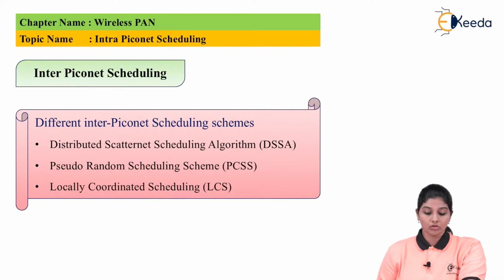Now, when we talk about inter-Piconet scheduling, we need to consider 3 different algorithms, and the scheduling schemes are: first is the distributed scatternet scheduling algorithm, denoted by DSSA. Second is the pseudo-random coordinated scheduling scheme, denoted by PCSS, and the third one is locally coordinated scheduling, denoted by LCS.